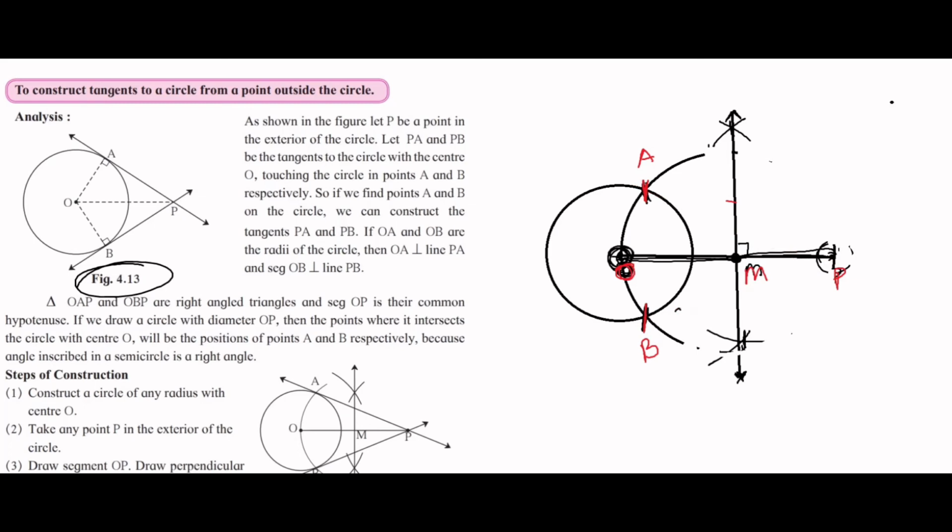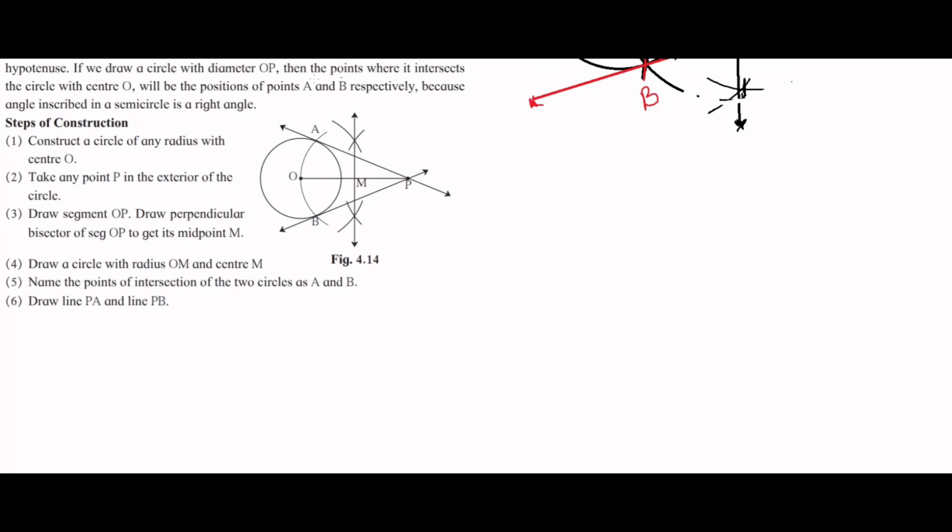So let us draw from point P. This will be extended further, like this. Similarly, from point P again you have to draw PB. So AP and BP will be your two tangents. These are your two tangents, and you can see over here we have done the similar construction.